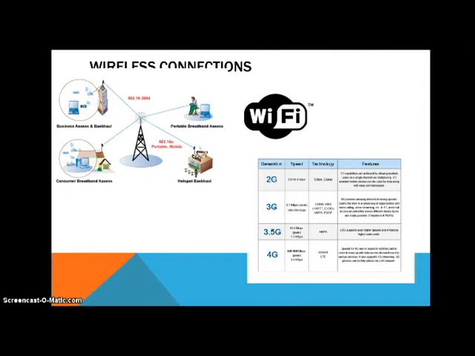Another one is Bluetooth, and it's a wireless technology used for short distances, or a personal area network. Bluetooth is used to connect computers to mobile phones or other mobile devices. And then you have 2G, 3G, 3.5G, 4G, and now there's 4G LTE.